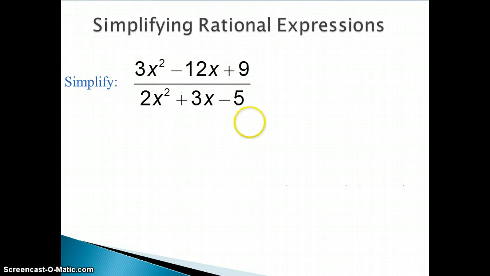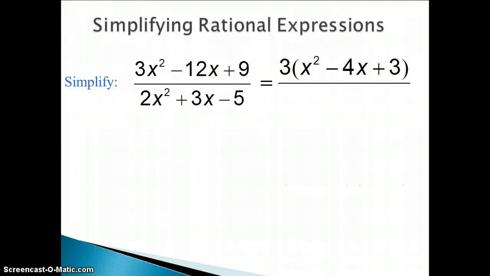Let's look at one more example that'll be a little bit more work. Here's a rational expression, and we want to simplify it. So remember that the first step for simplifying rational expressions is to factor the top and bottom completely. So if we look at the top first, what's the first step of factoring? Right, factor out a GCF. So notice that we do have a GCF in the top. We factor that out. So we factor out a common factor of 3, and we're left with the trinomial x squared minus 4x plus 3.